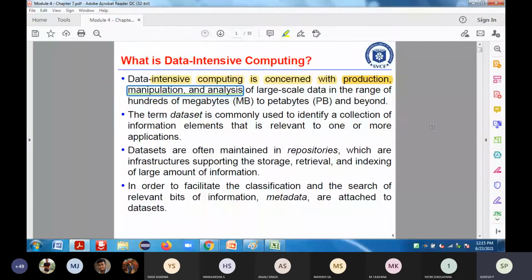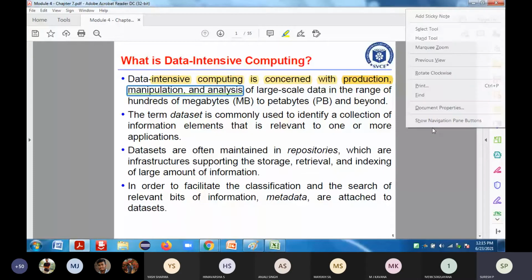That is where you are going to make use of this particular storage.